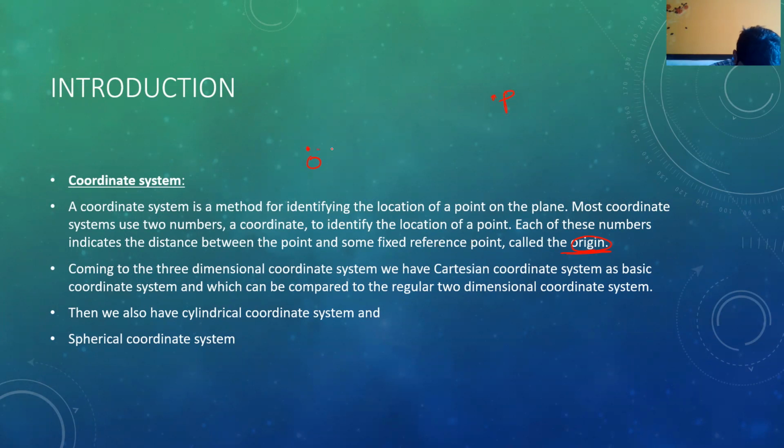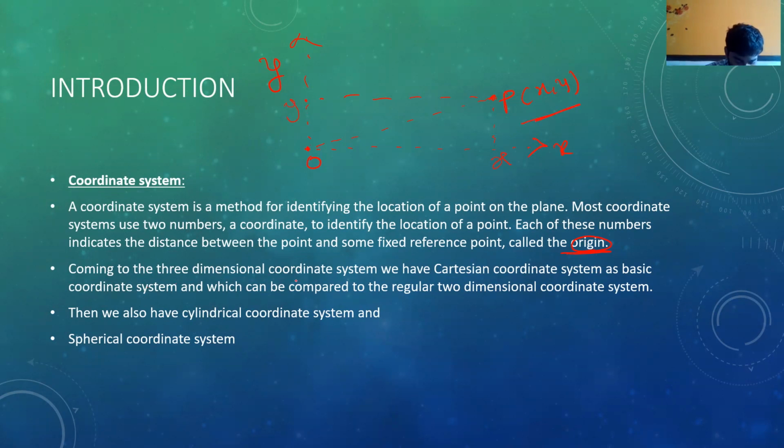When considered as a Cartesian coordinate system, or a regular coordinate system, we have two axes, x-axis and y-axis. The point P for reference has coordinates x, y, as the point P is at an x distance from the point O and is at a y height from the point O.